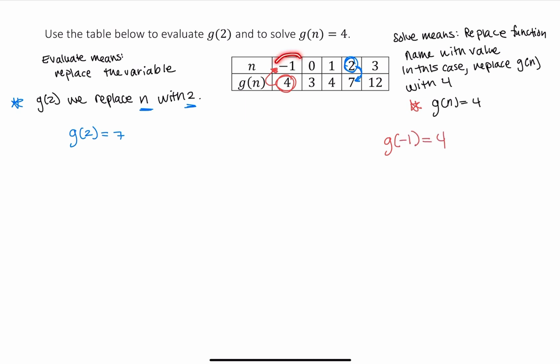Notice that this -1 I put in right there. And why did I do that? Because this top row represents the values, variables, the possible values that n can take on. These are the variable values of n. So I wrote that here, and I replaced the entire function name with our value that we were given, which was 4.